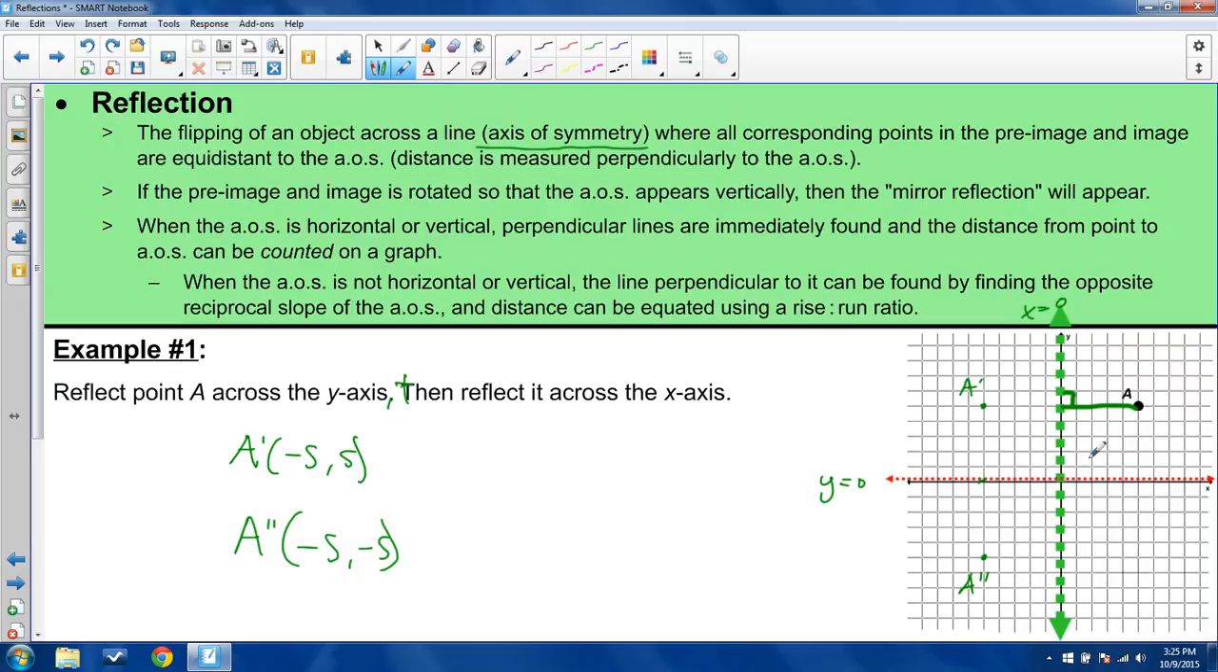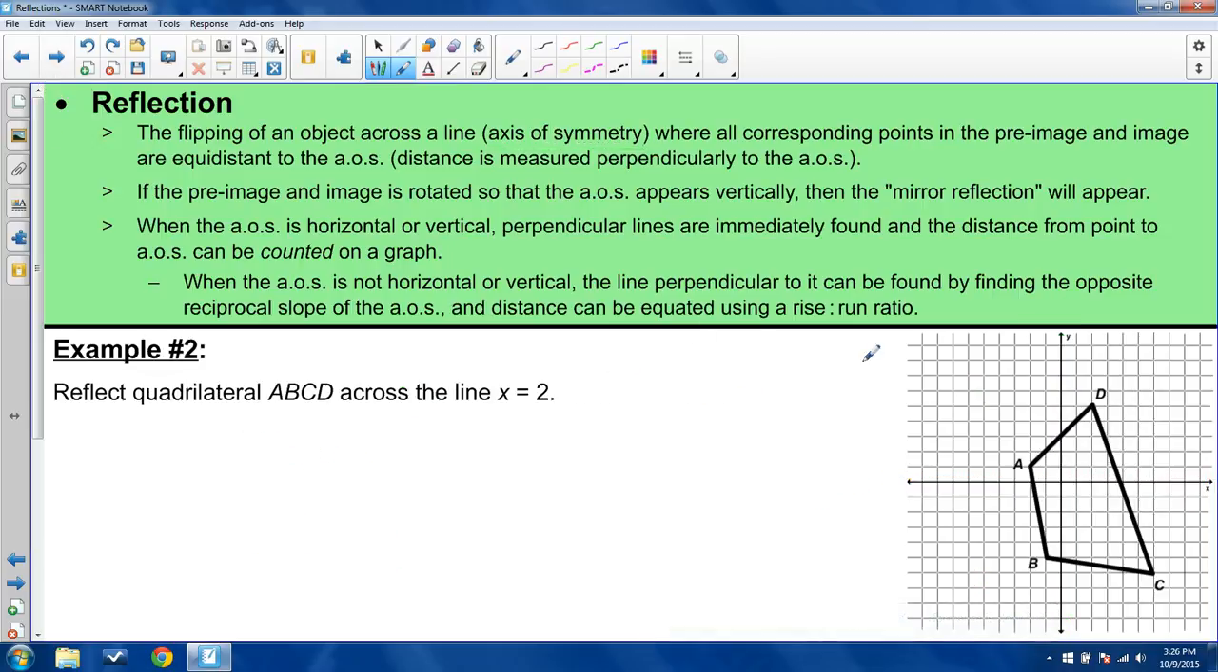single point. And this composition of reflections is actually kind of cool because no matter which order I do it in, it's commutative, meaning I could have reflected across the x-axis first, then across the y-axis, and I would have gotten the same point, which is kind of nice.